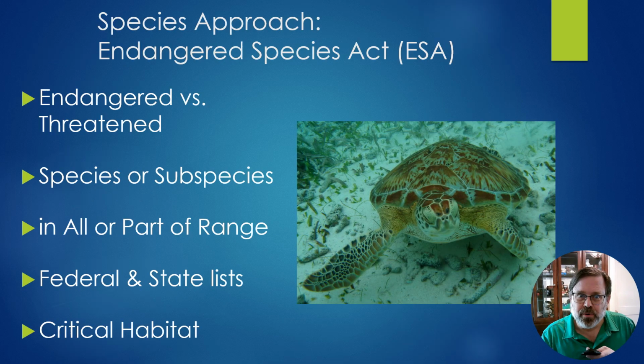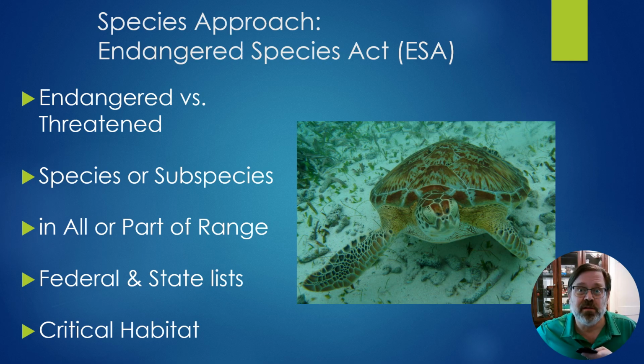So for the species approach, a species by species approach, the Endangered Species Act is a good example of this. This provides protection for two levels of species, endangered and threatened. Endangered is worse. It means it's in danger of going extinct, versus threatened means it's in danger of becoming endangered. So threatened is kind of like a safety net. We're going to step in if it's starting to go bad, but it's not at critical risk of going extinct yet. It applies to whole species as well as subspecies.